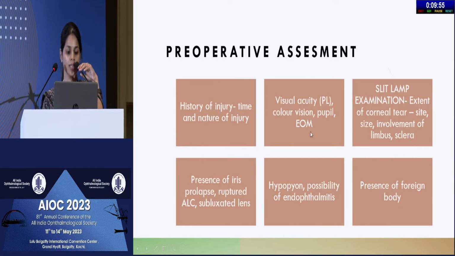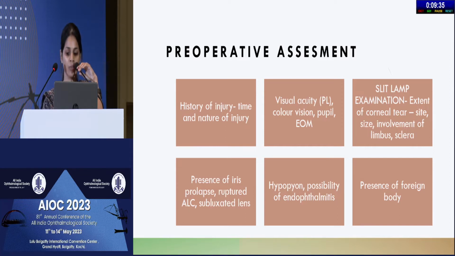So how do we assess the patient? We have to ask for the history of injury, the time of injury, the nature of injury. That will give us a clue about any organic material or metallic IOFB. Documenting the visual acuity is very important. We have to check for the perception of light, assess the color vision, the pupil, and the extraocular movements.